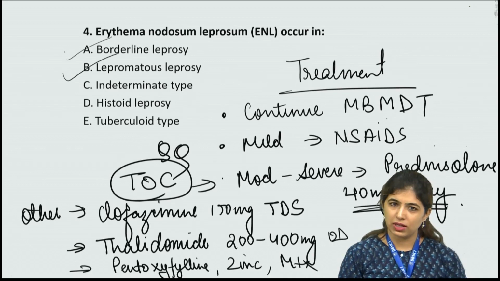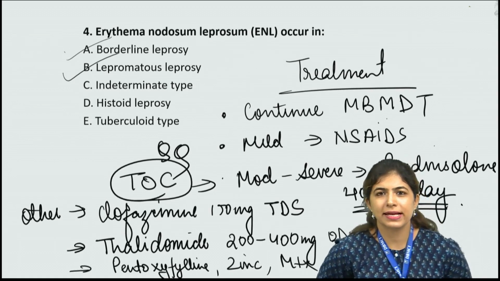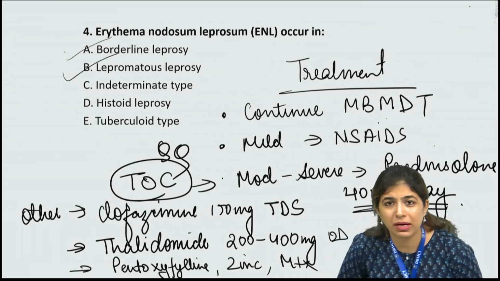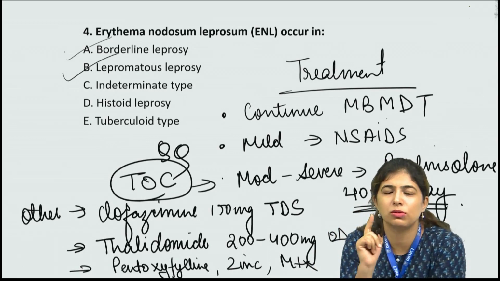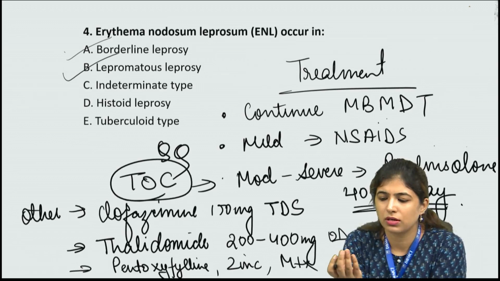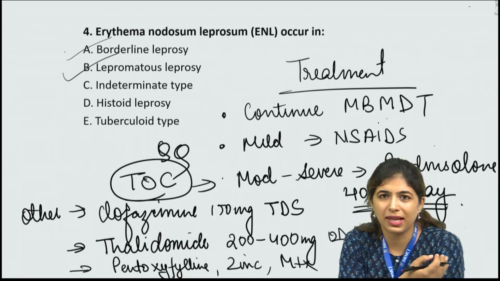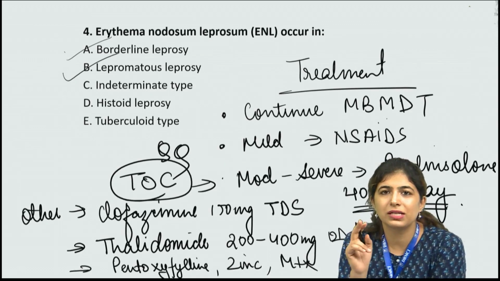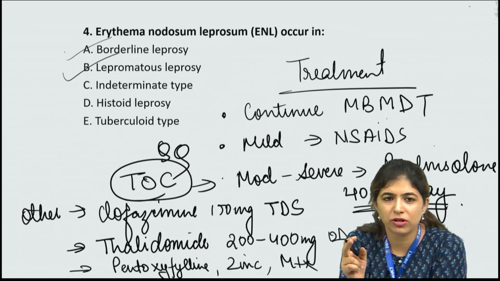Treatment of ENL is very, very important. You have to remember that the drug of choice is oral steroids. In some old textbooks, the older questions, thalidomide may be given. But please remember, thalidomide is not the drug of choice. It is not the treatment of choice. Thalidomide is only given if a patient is not responding, resistant, or highly dependent on corticosteroids. So this is a secondary option. Never my primary option, never my treatment of choice. Please remember this.